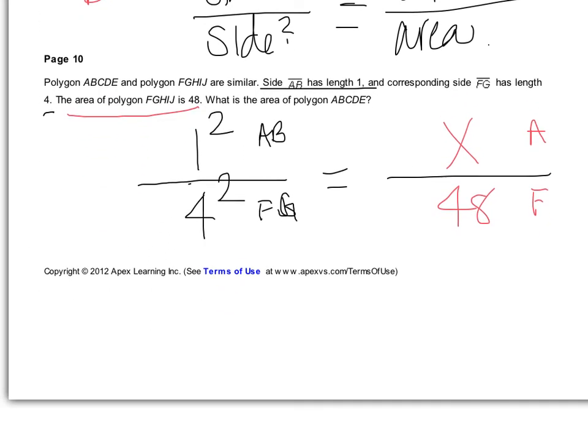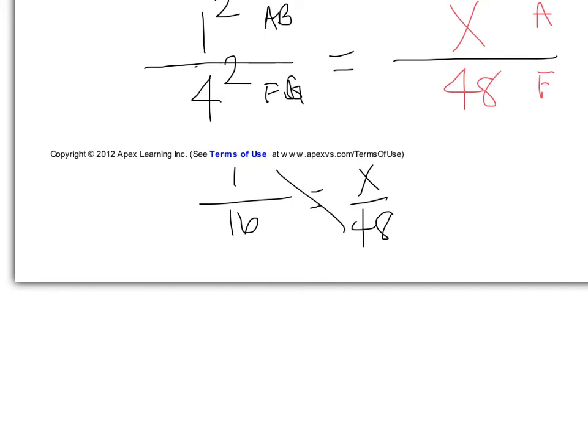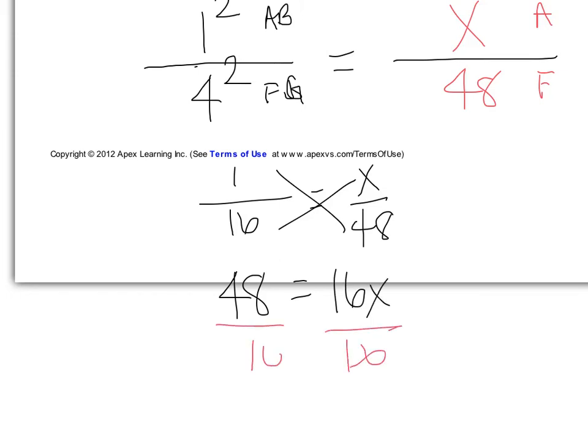So let's see if I can go ahead and simplify the left-hand side. Instead of 1 squared over 4 squared, well, I know 1 squared is 1. 4 squared is 16, so I get 1 over 16 equals X over 48. And now I can cross multiply and divide. 1 times 48 is 48. 16 times X is 16X. And then I can divide both sides by 16, and I get that X equals 3.